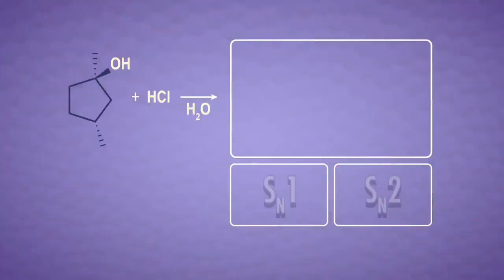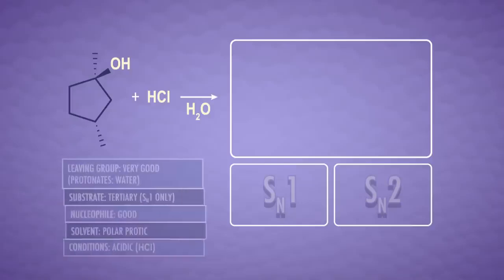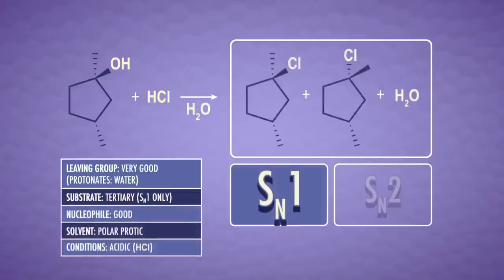Here's the second problem, a reaction between an alcohol and hydrochloric acid. First of all, hydroxide is a poor leaving group, but remember, HCl is a strong acid that dissociates into H+ and Cl-, so there are protons floating around that can protonate the alcohol and make it an excellent leaving group, water. We have two keys here, a good leaving group and a tertiary substrate that blocks backside attacks. We get an SN1 reaction.